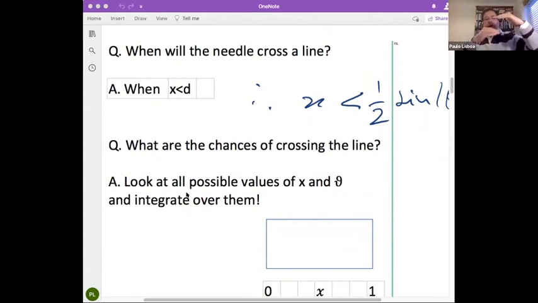The needle is of length 1. So if the lines are spaced twice the length of the needle, the nearest line, to the center of the needle, will always be only a maximum of a distance 1 away. This is the distance to the nearest line.